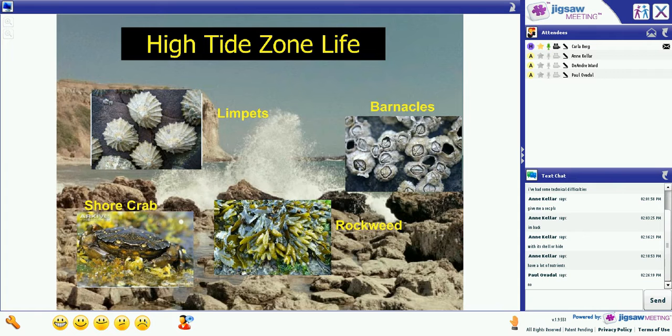And here are some animals that live in the high tide zone. Limpets, who, like we said, make that suction cup with their shell to avoid drying out. We have crabs on the bottom. We have a green crab picture there. We have rockweed, which is a type of seaweed, over on the right. And then on the top right, we have barnacles. The barnacles eat and feed when it's high tide and they're covered by water. And when it's low tide, they close up, like the picture right here, to protect themselves from drying out.